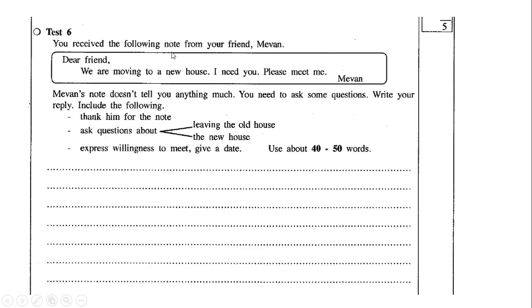Then let's see test 6. You received the following note from your friend Mevan. This is the note. Dear friend, we are moving to a new house. I need you. Please meet me, Mevan. Mevan's note doesn't tell you anything much. You need to ask some questions. Write your reply. Include the following.